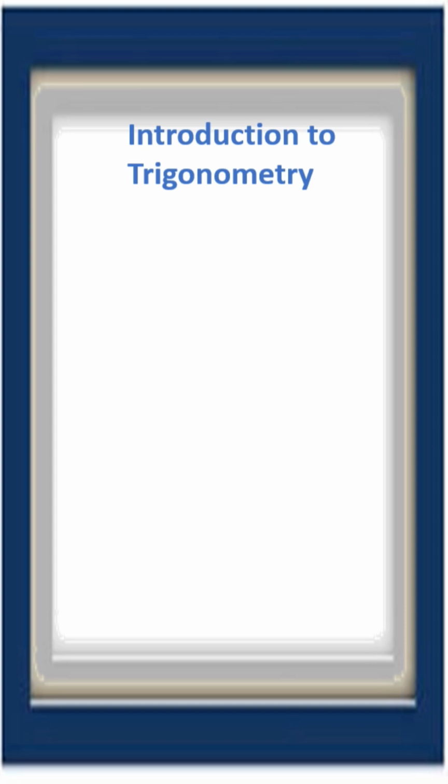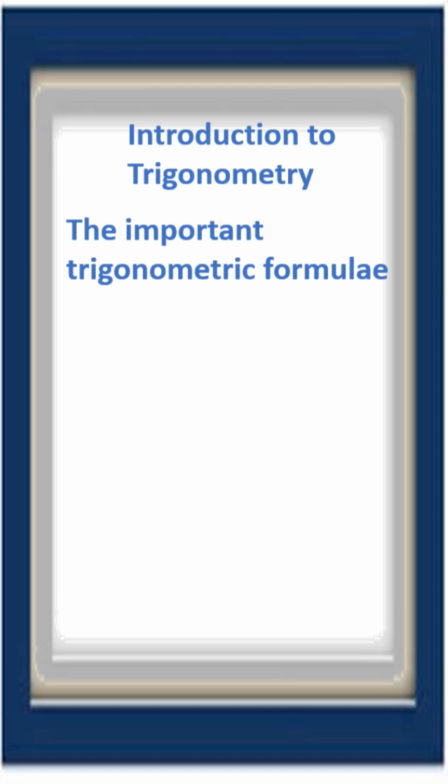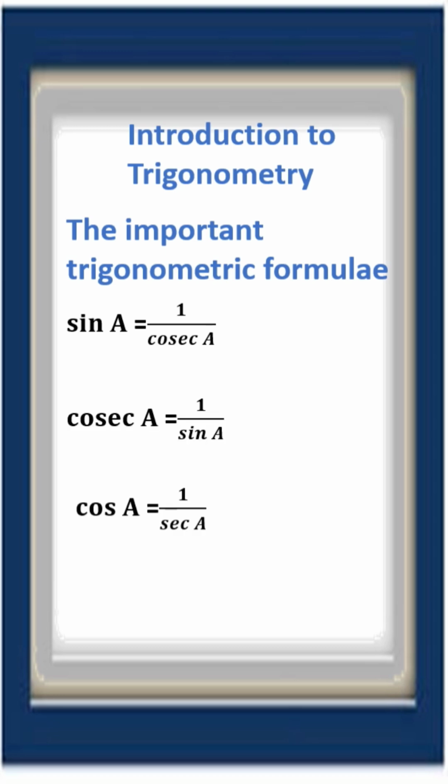Now let us recollect all important trigonometric formulae in order to solve some problems. Okay, let us see which are they. Sin A is equal to 1 by cosecant A. Means sin A and cosecant A are reciprocal ratios. Here we can understand that sin A into cosecant A is equal to 1. And cosecant A is equal to 1 by sin A. Cos A is equal to 1 by secant A.